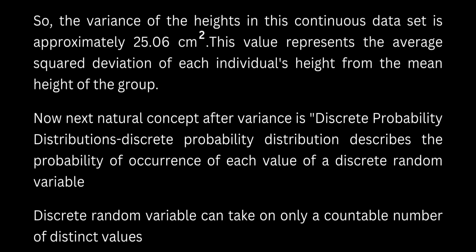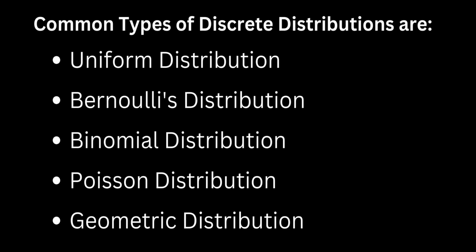Now, the next natural concept after the variance is discrete probability distributions. A discrete probability distribution describes the probability of occurrence of each value of a discrete random variable. A discrete random variable can take only a countable number of distinct values. Common types of discrete distributions are uniform distribution, Bernoulli's distribution, binomial distribution, Poisson distribution, geometric distribution.